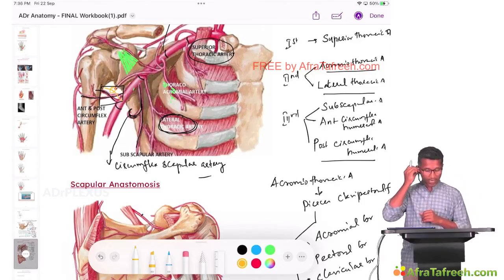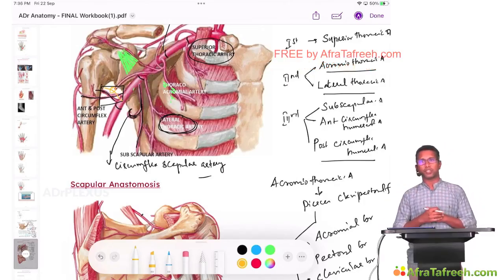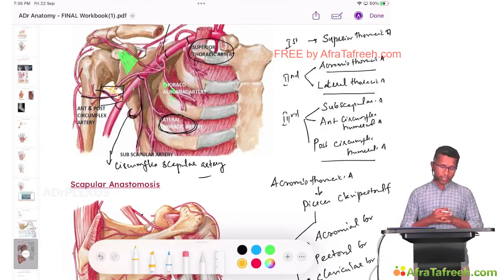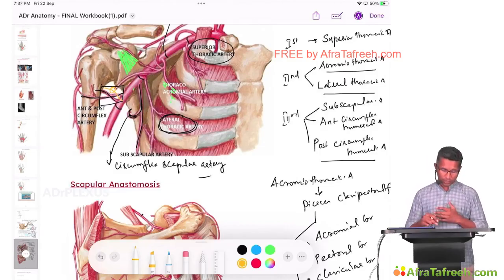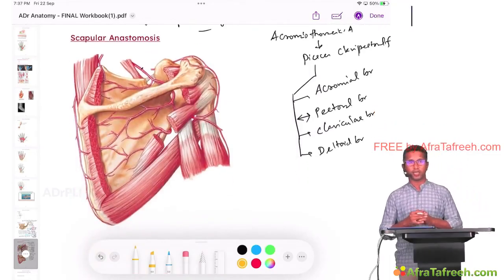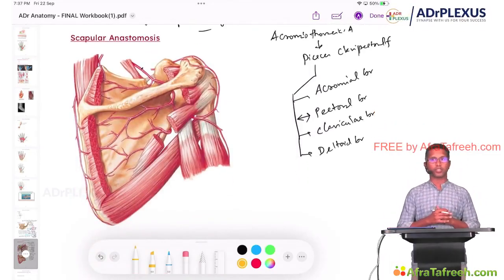Sorry, it is the anterior division of the axillary nerve. So these are the branches of the axillary artery. Okay, and the axillary artery continues as the brachial artery. Before going into the brachial artery, the main important thing to note here is the scapular anastomosis.